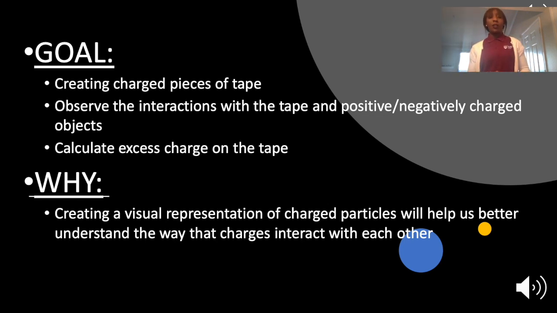And why are we doing this? We are doing this experiment so that we can create a visual representation of charged particles. And this will help us better understand the way that charges interact with each other.